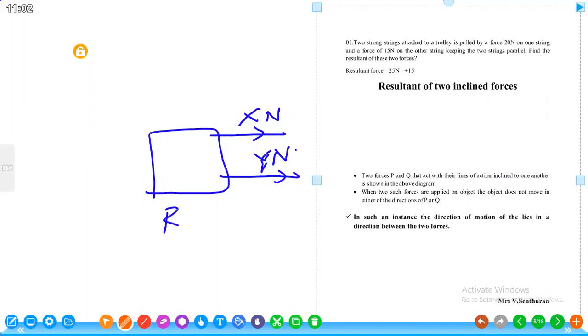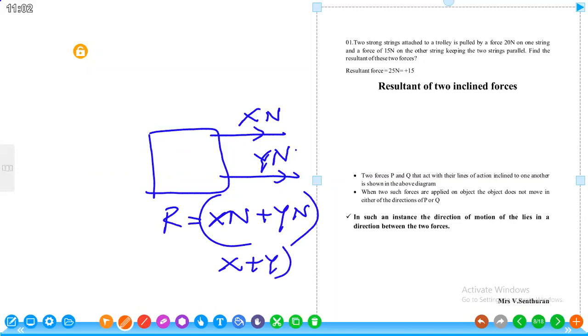So the resultant force is X Newton plus Y Newton, so totally X plus Y Newton. In order to find the resultant of two parallel forces acting along the same direction, the two forces must be added. Right. So that is one of the questions given for you.